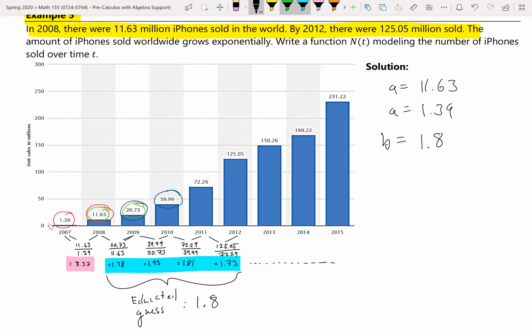So at the very end, we have our initial, right? The two initials that we're able to use here, it doesn't matter which one for this case, since this is all an estimation. So our N of T, the number of iPhones, is going to be my A. I'm going to go ahead and use the 11.63, just because that's the initial that's been given from the problem. Like I said, you can use the other one, times 1.8 to the t.